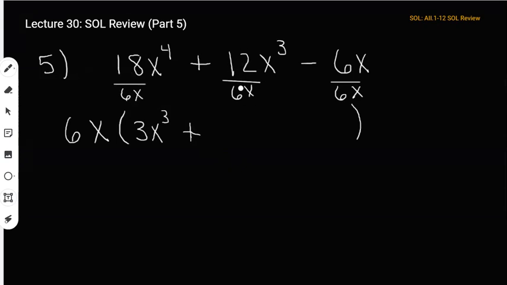Over here on the second term, we have 12 divided by 6. That's going to give me a 2. X cubed divided by x is going to give me x squared, because I have 3 x's, take away 1. And then over here, everything is going to cancel out. So I'm just going to have a -1. And I'm done. There's no way I can factor what's on the inside.